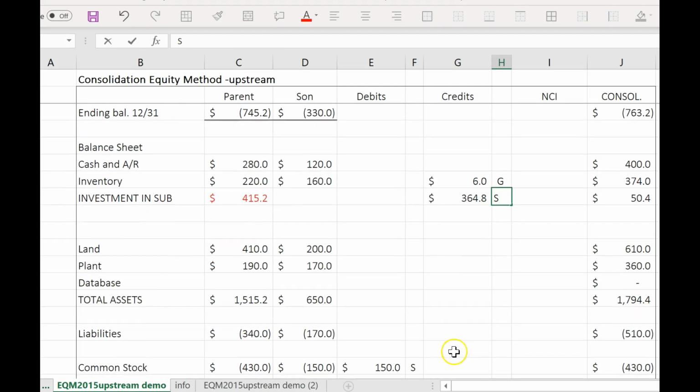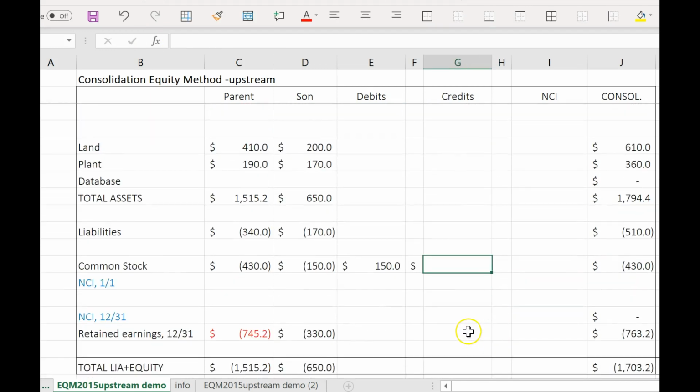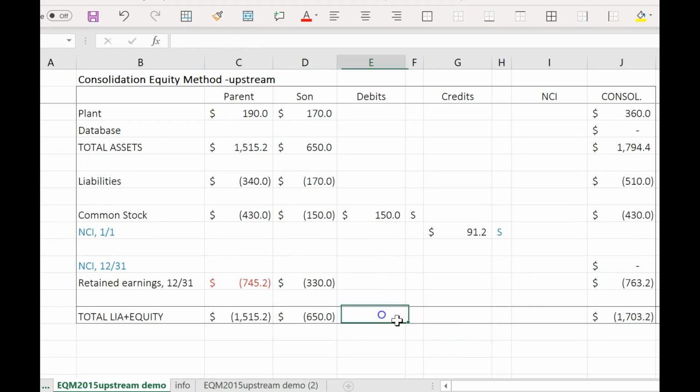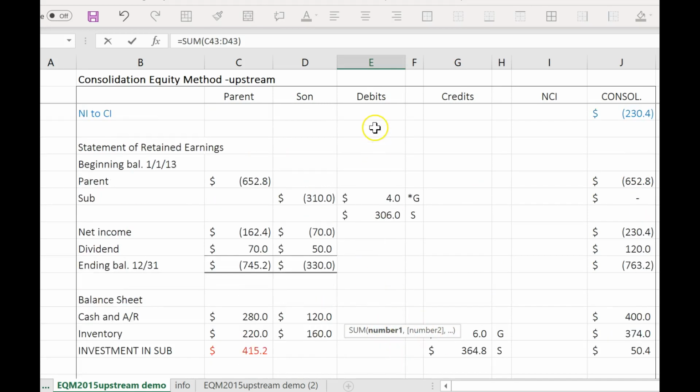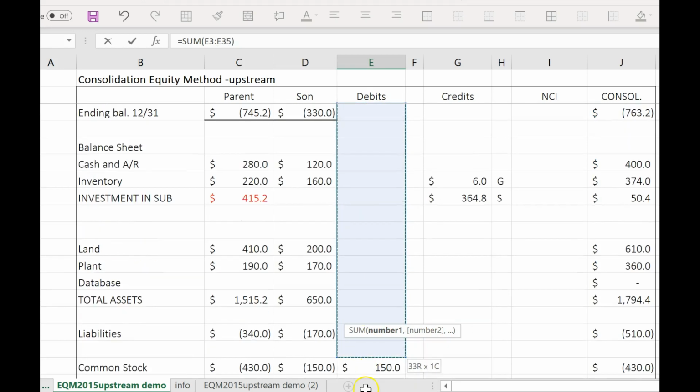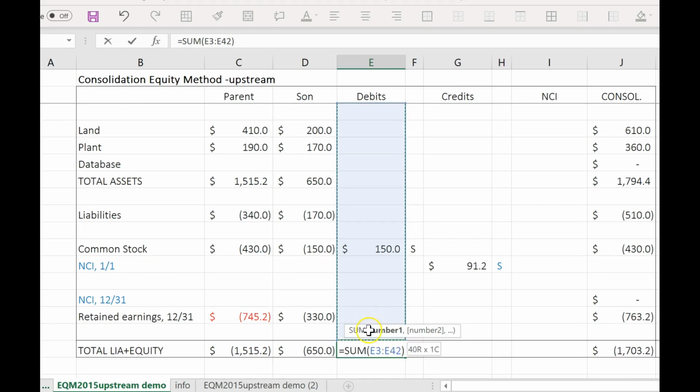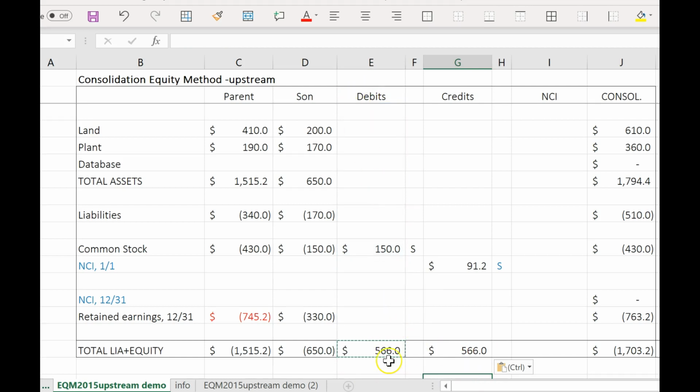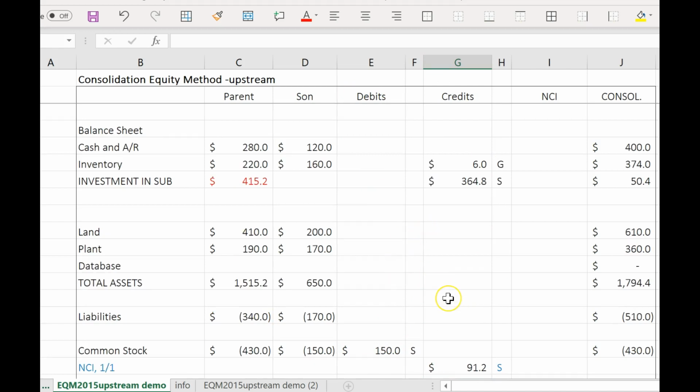That's my S entry. Another part of the S entry would be my NCI 11, but it's only 20%. Okay, that's my S entry. If I'm doing this, they should be the same. So my debit equals my credit. I did my entries correctly. Okay, that's my S entry.